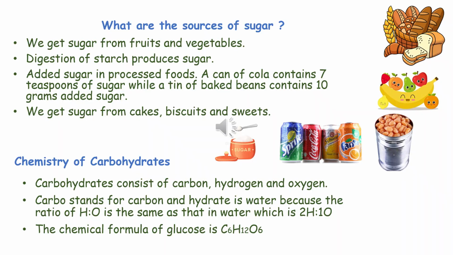The chemical formula of glucose is C6H12O6. This means that there are 6 carbon atoms, 12 hydrogen atoms, and 6 oxygen atoms in a glucose molecule. Sugars.